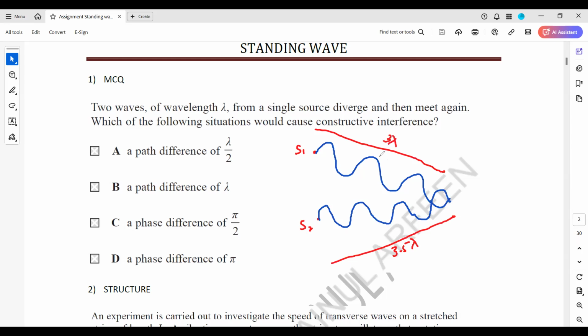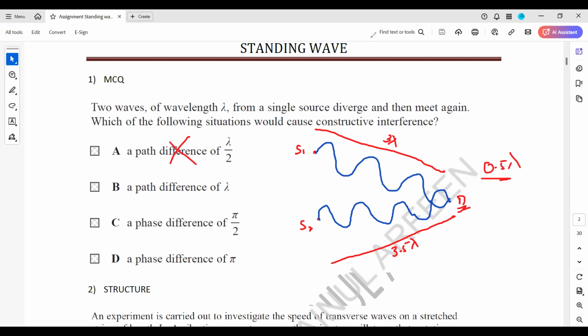Path difference means the difference in terms of the wavelength. The path difference is half a wavelength. What does it mean? It means the crest of one is joining with the trough of the other. When the crest of one joins with the trough of the other, we'll have a destructive interference. So it cannot be A.